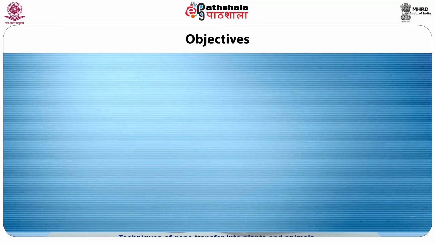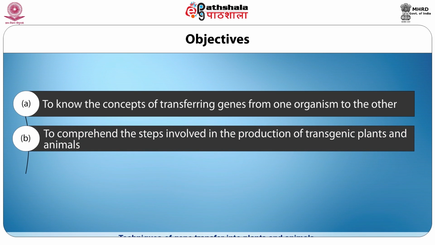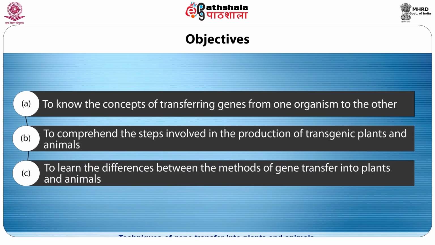After completing this module, you will be able to know the concepts of transferring genes from one organism to the other, comprehend the steps involved in the production of transgenic plants and animals, and learn the differences between the methods of gene transfer into plants and animals.